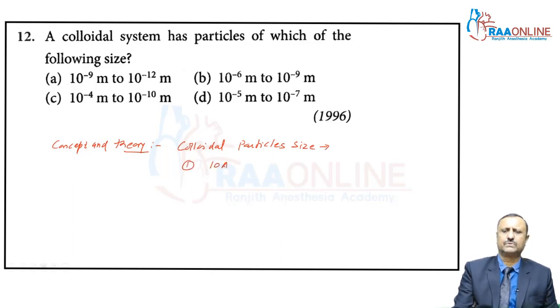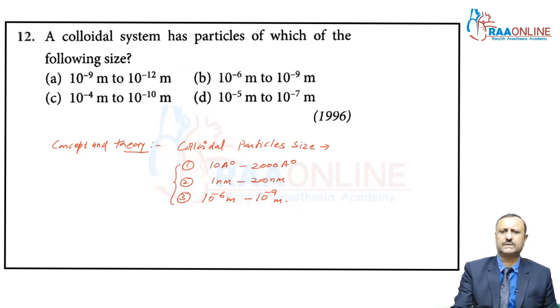When 10 angstrom to 2000 angstrom, my dear students. Number 2, 1 nanometer to 200 nanometer. And number 3 is 10 to the power minus 6 meter to 10 to the power minus 9 meter. These are the particle sizes of colloidal particles, my dear students.